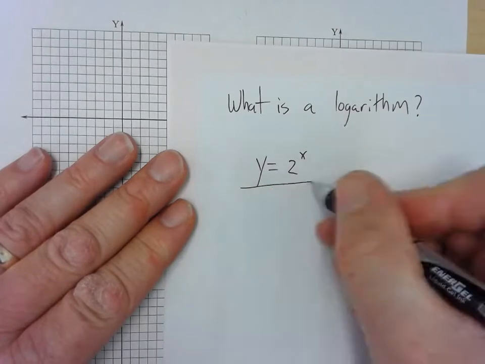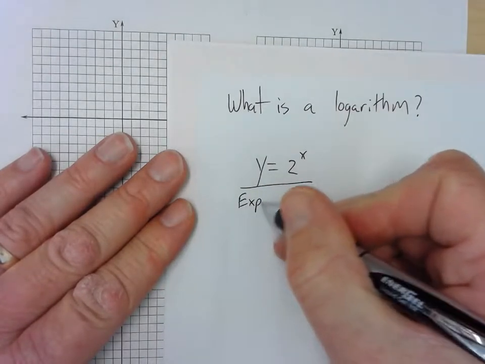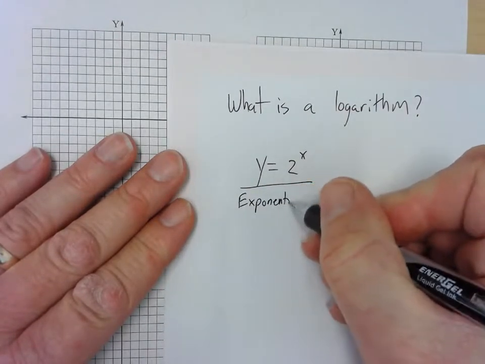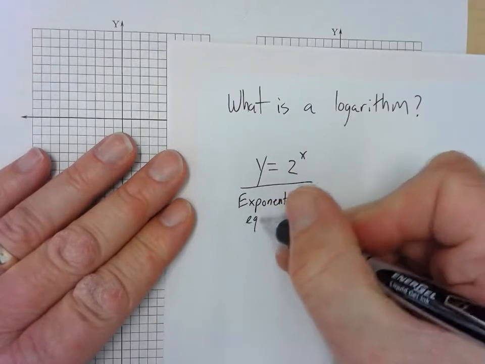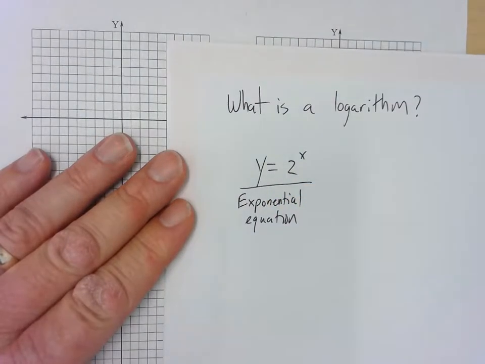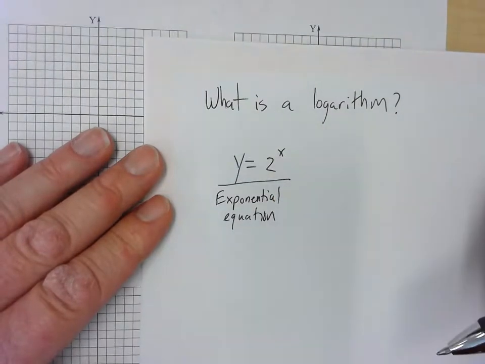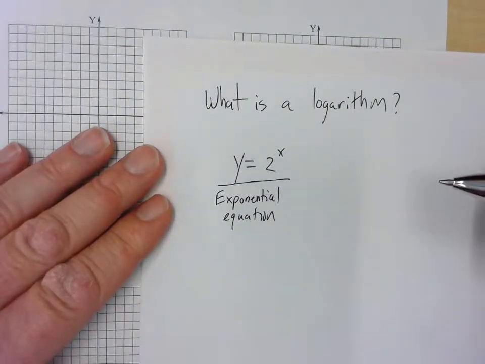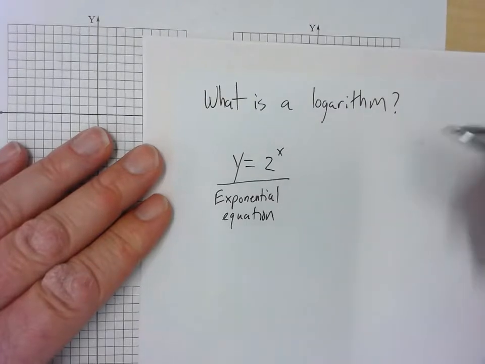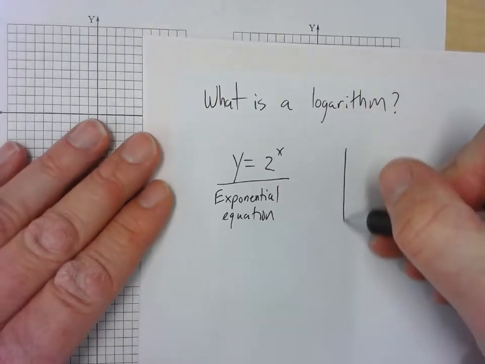So I'm going to label exponential equation. All right. This has an input of x and an output of y. The inputs are all exponents. So I'm going to make a little table here.